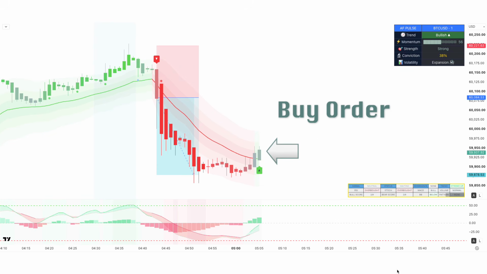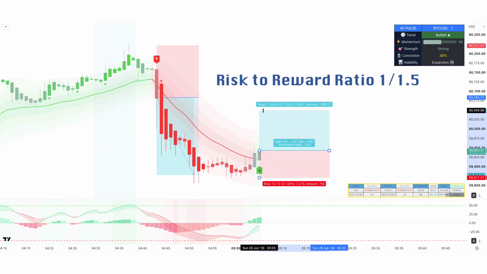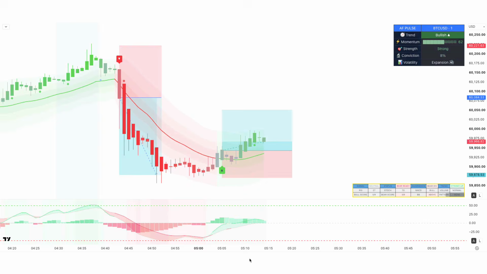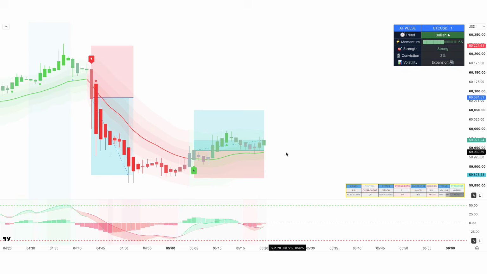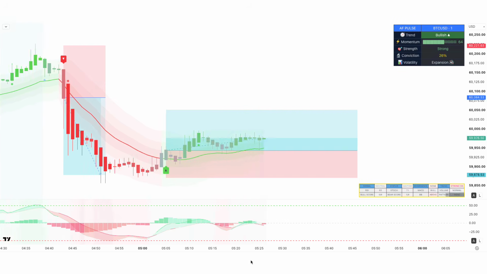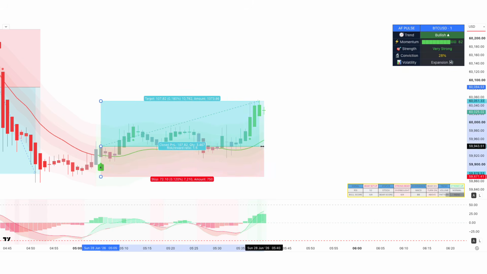If this condition is fulfilled, then we will place a buy order. Our stop loss is to be placed at the previous low of the market, and the risk to reward ratio will be 1:1.5. The market has completely hit the target.